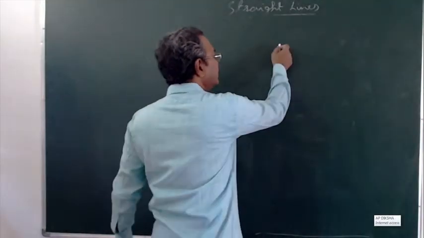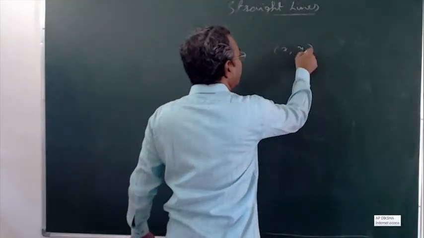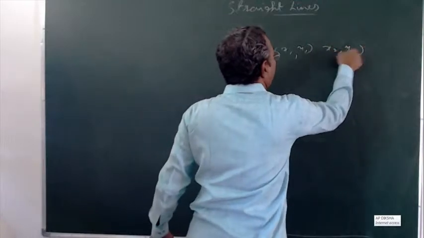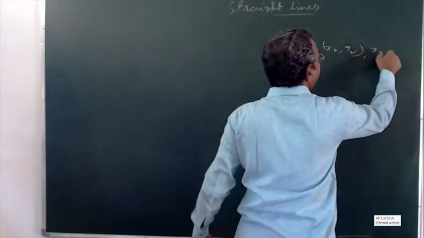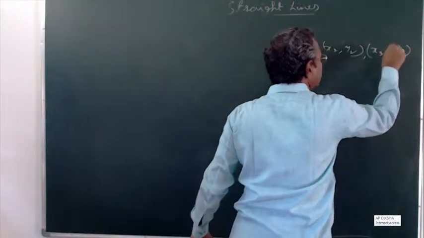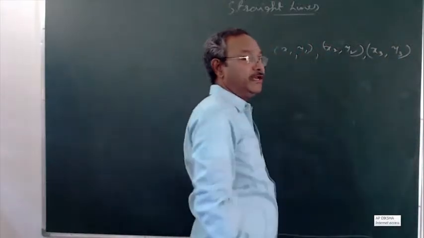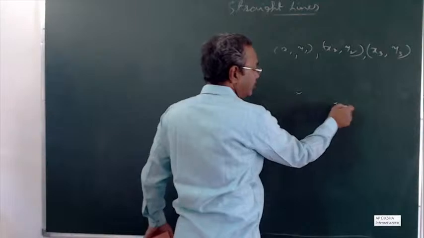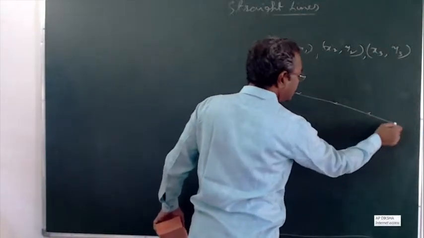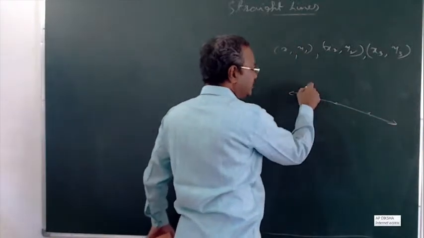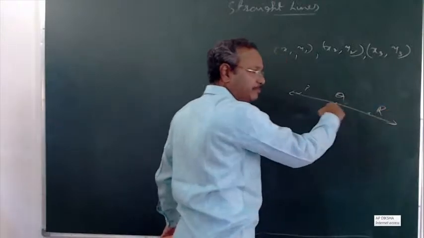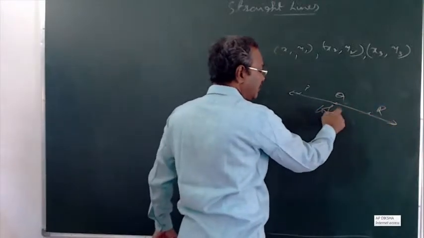So if we have say 3 points, say x1, y1, x2, y2, and x3, y3, you may be asked to check whether the points are collinear or not. If they are collinear, you can always find a straight line passing through all the 3 points. So if all the 3 points P, Q, R are on the same straight line, we say that the points are collinear.